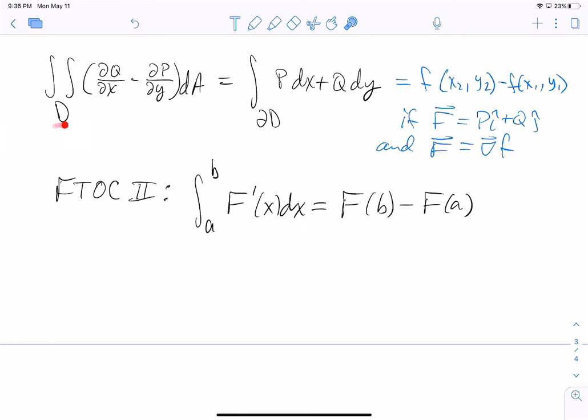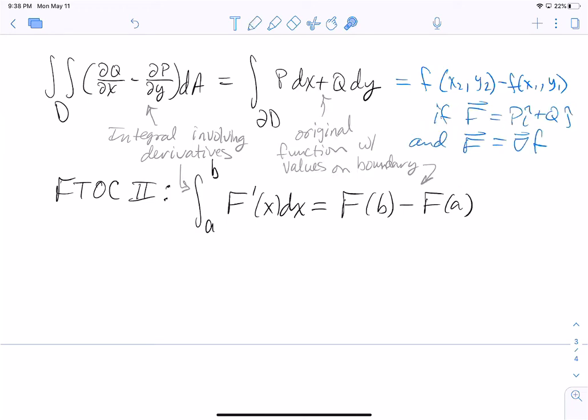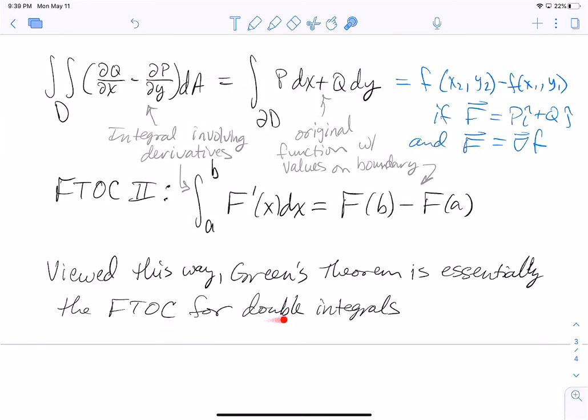Here's what we have in both of these cases. On the left-hand side of the equation, we have an integral involving derivatives. On the right-hand side of the equation, we have an original function, and it's got values only on the boundary. For an interval, the boundary is comprised of a and b, right? Just the points. Now for our region D, the boundary is our curve C. And when we view it this way, Green's theorem essentially becomes the fundamental theorem of calculus for double integrals. I feel like I got all dramatic there. Well, this is dramatic.